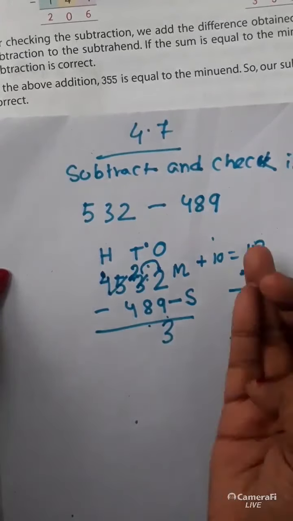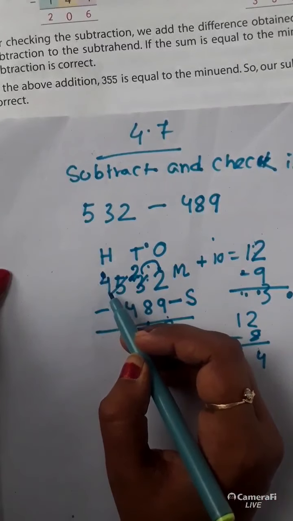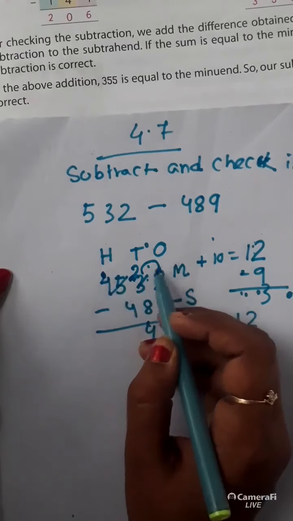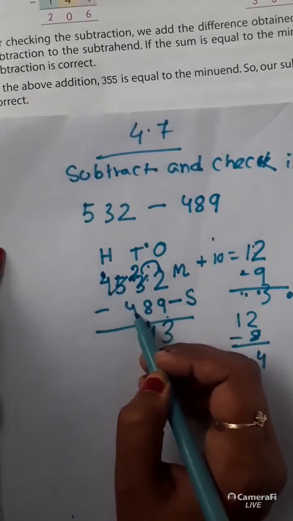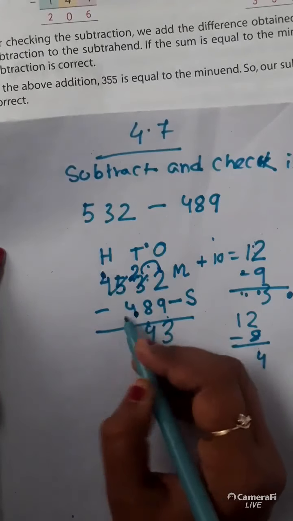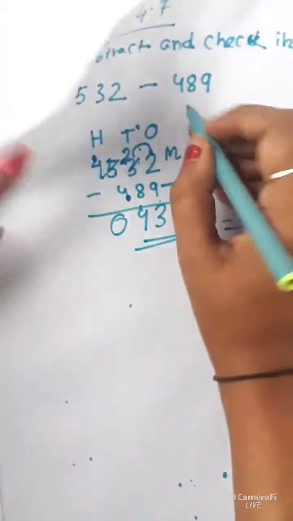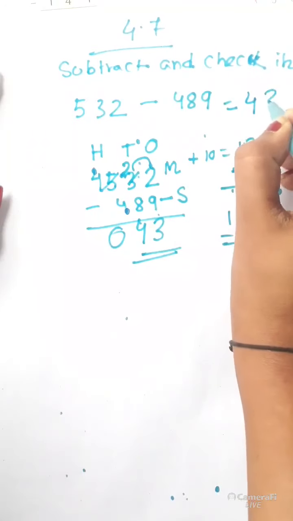So here is 4. And as I have borrowed 100 from here, it is 400 here, and in the subtrahend part also 4. So 4 minus 4 will be 0. So 532 minus 489 is 43.